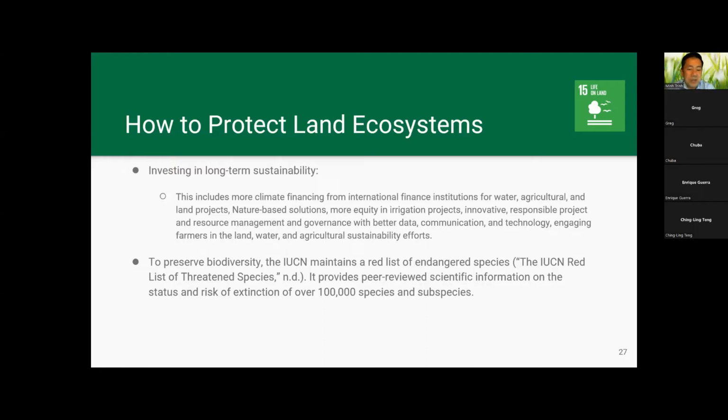Investing in long-term sustainability, right? So here, to include more climate financing for water, agricultural, and land projects, all these things require money. So all these ideas will need to get implemented. Have more equity in irrigation projects, innovative and responsible projects, and resource management and governance with better data, communications, and technology, engaging farmers in the land, water, and agricultural sustainability efforts. Let's talk about diversity, but we'll talk about this again.